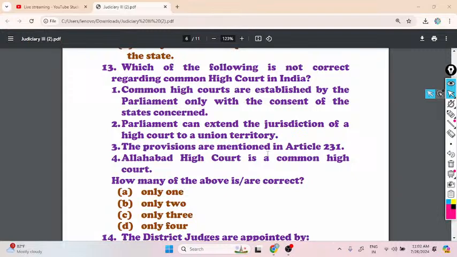Parliament can extend the jurisdiction of a high court to a union territory. Yes, it can. The provisions are mentioned in Article 231. Allahabad High Court is a common high court? No. There are 3 common high courts: Punjab and Haryana High Court, Guwahati High Court and Bombay High Court. So Allahabad is not a common high court in India. It is the largest in terms of strength. So statement 2 is correct, 3 is correct. So only 2 are correct. B.